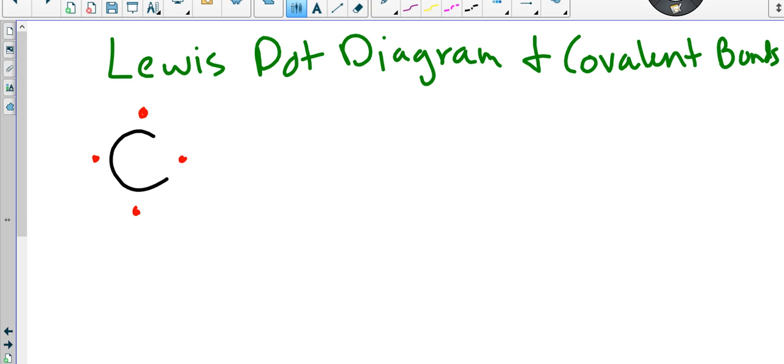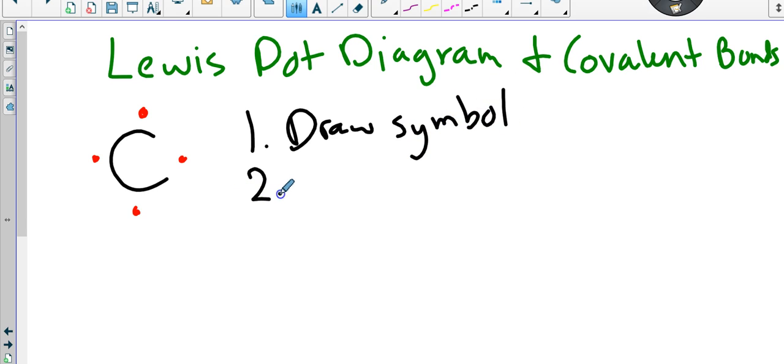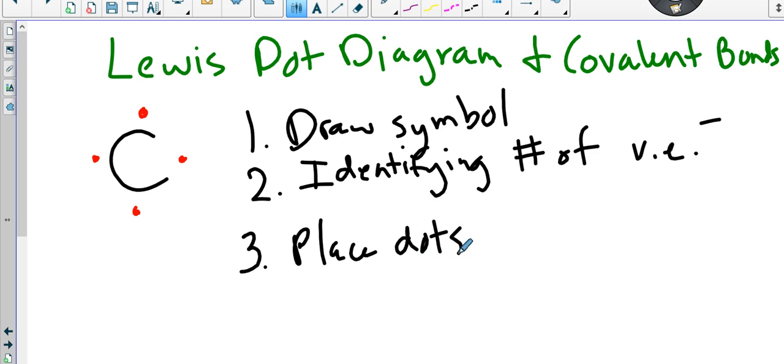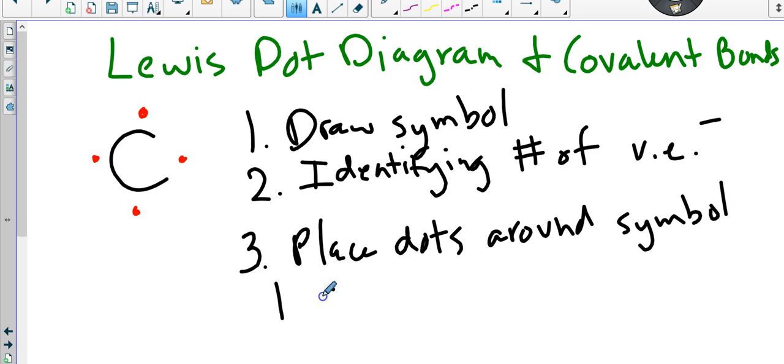Okay, so what I'm doing there, first of all, I'm drawing the symbol. I am identifying the number of valence electrons, however it is that you like to do that. Number of valence electrons, and VE is valence electron. And then, you know how with Hund's rule we filled one orbital at a time? We're kind of using that same idea. Place dots, which stand for the electrons, around the symbol, one side at a time. So notice I don't have 4 all clumped on one side. Place dots around the symbol, one side at a time.